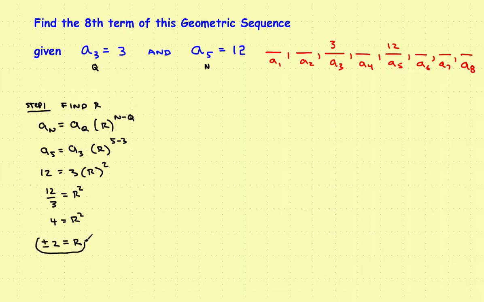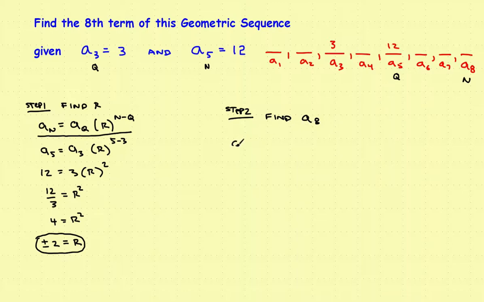So here is the common ratio. Now I know what the common ratio is. I can use this same expression again to find the 8th term. But this time I'll assume that this is going to be the q, and this is going to be the n. You can start and stop anywhere you want to. So this is going to be step 2. Step 2 is find a sub 8. That's what I wanted.